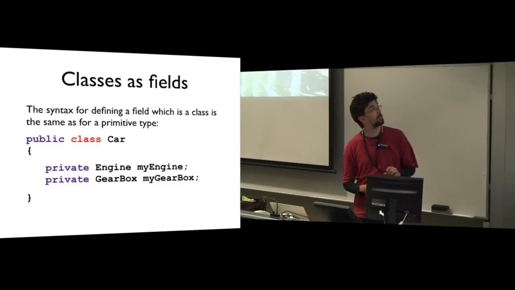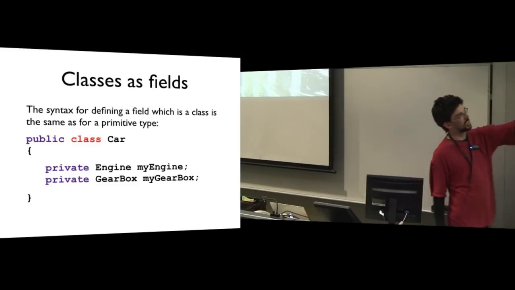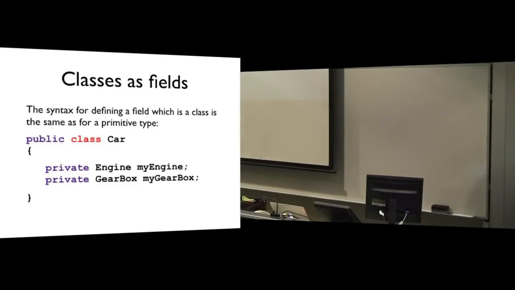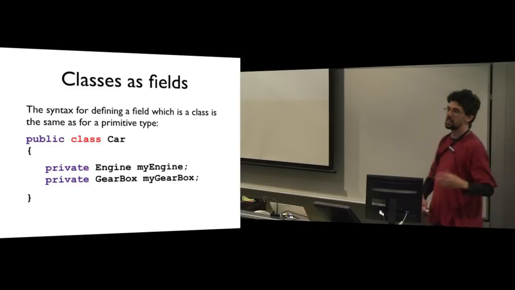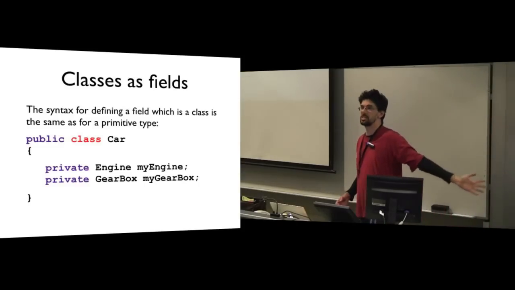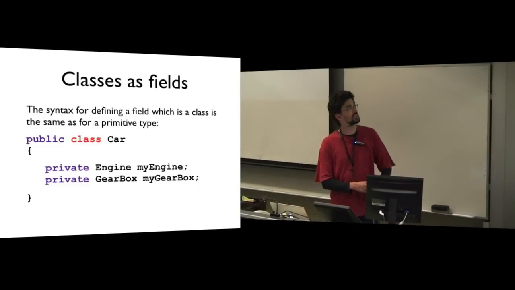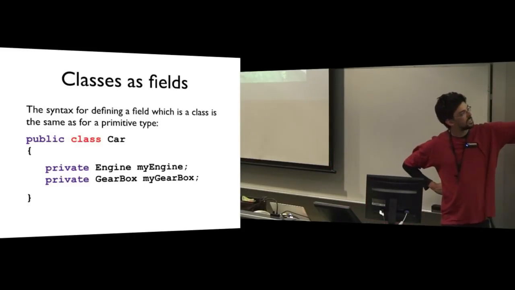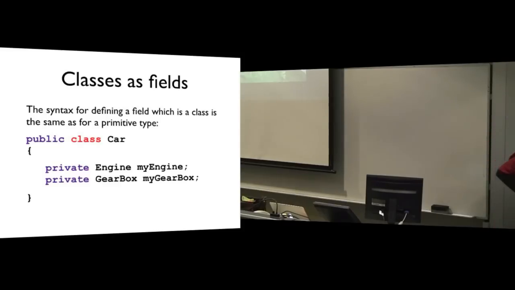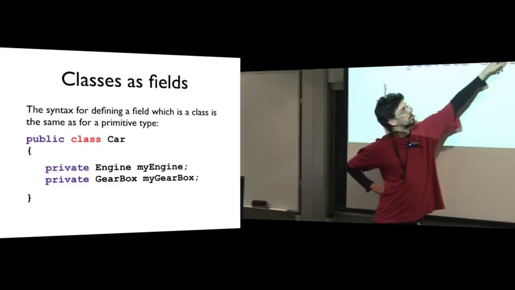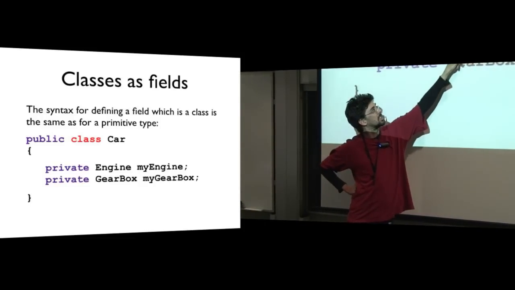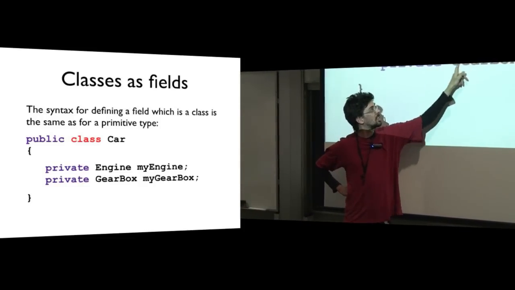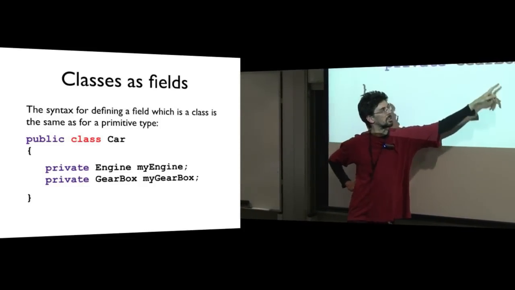And then, for example, if we had our car class, and we also had two other classes that we defined, an engine class and a gearbox class, then we can use classes as fields. And so we could say that a car is made up of an engine and a gearbox. These are variables, they're fields. The type of this one is the class engine. The type of this one is the class gearbox.